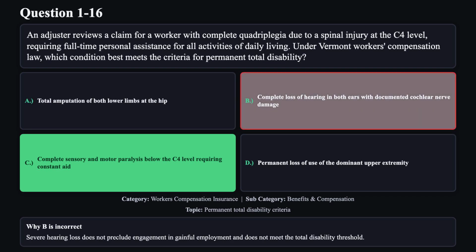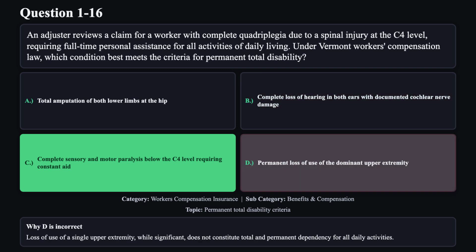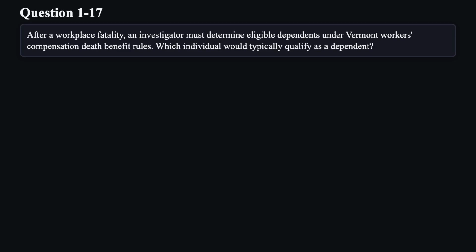Reason B is not correct. Severe hearing loss does not preclude engagement in gainful employment and does not meet the total disability threshold. Reason D is not correct. Loss of use of a single upper extremity, while significant, does not constitute total and permanent dependency for all daily activities.